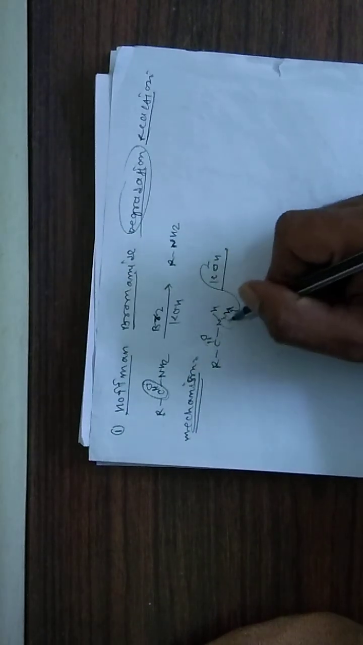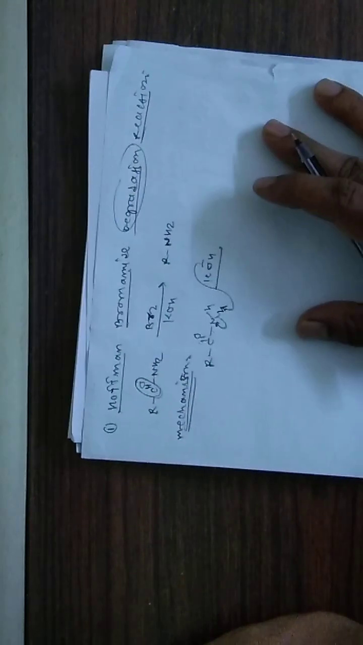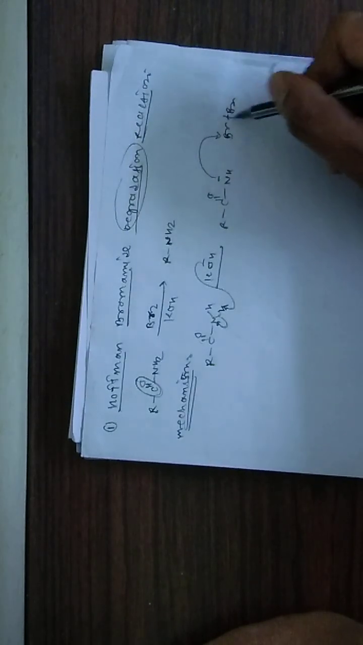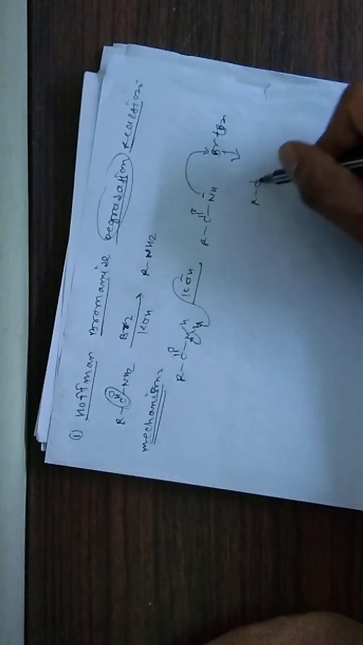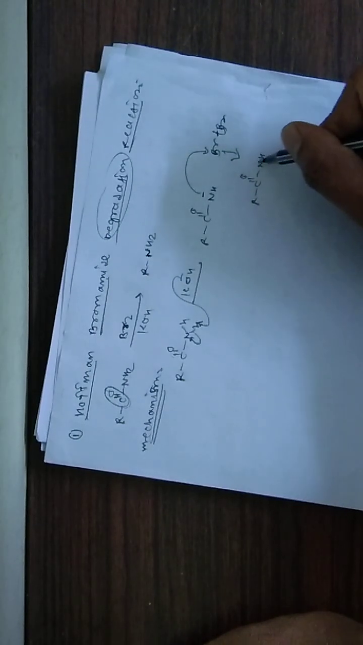So the base will take that proton, a negative charge will form on nitrogen, and it will form RC double bond O NH minus. Now bromine is there, Br2. This nucleophile will attack the bromine, and bromination will happen at nitrogen. So this is called an N-bromamide.